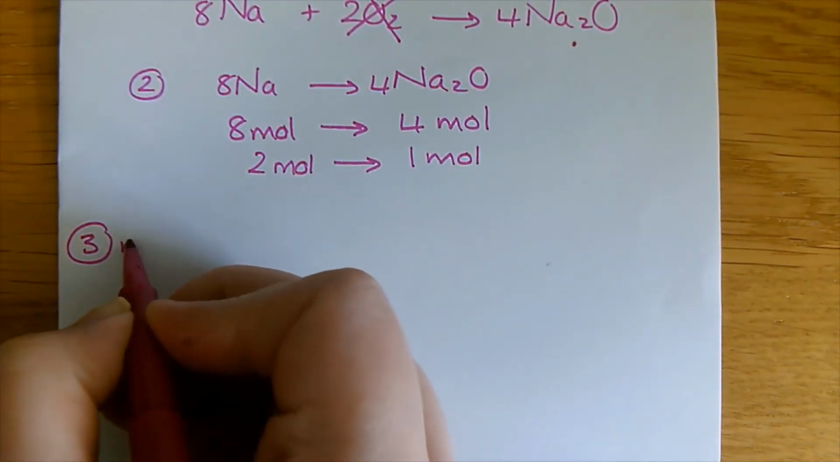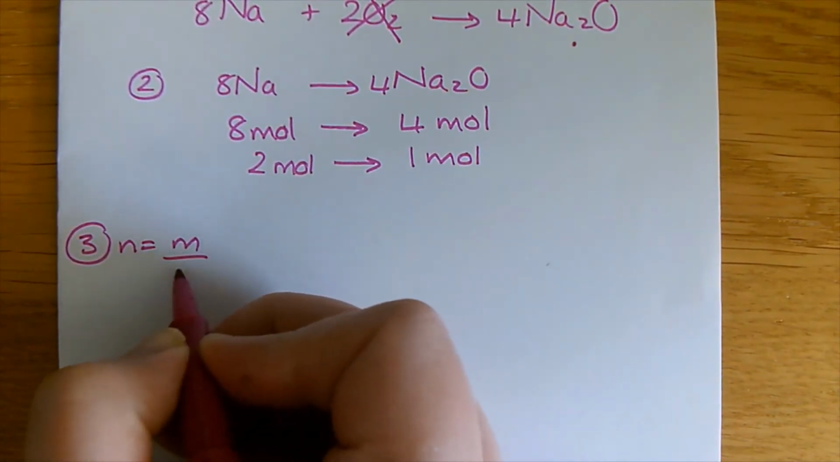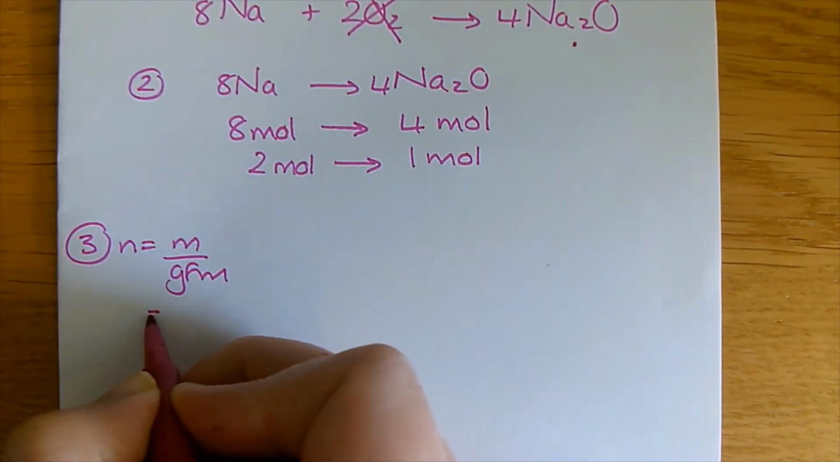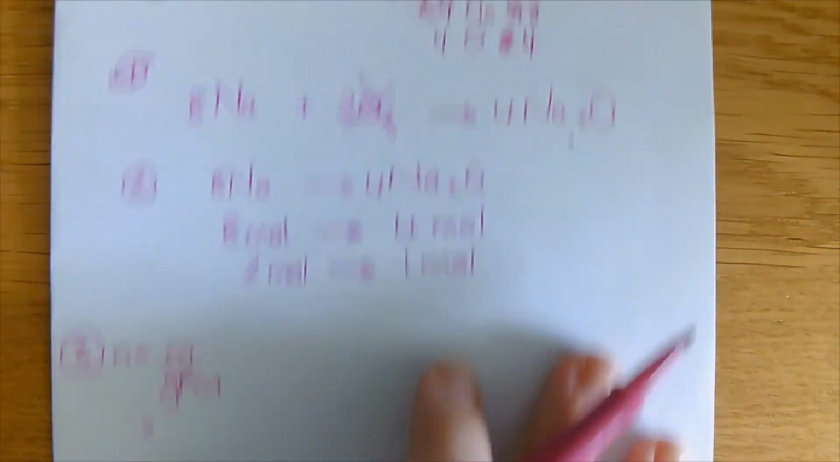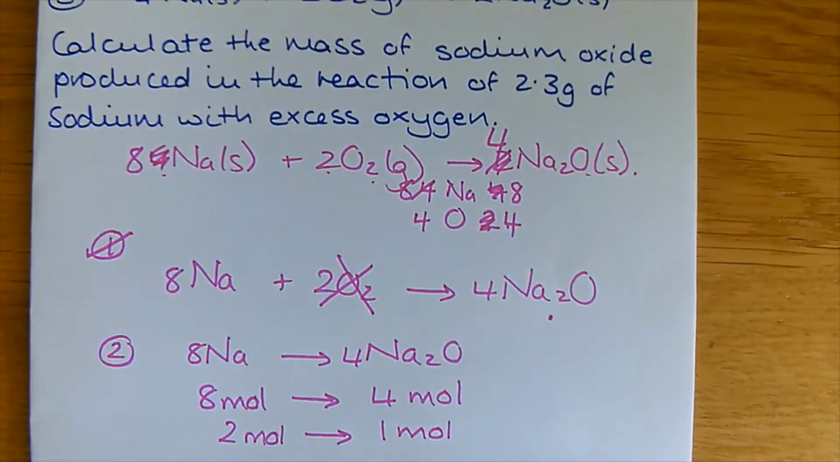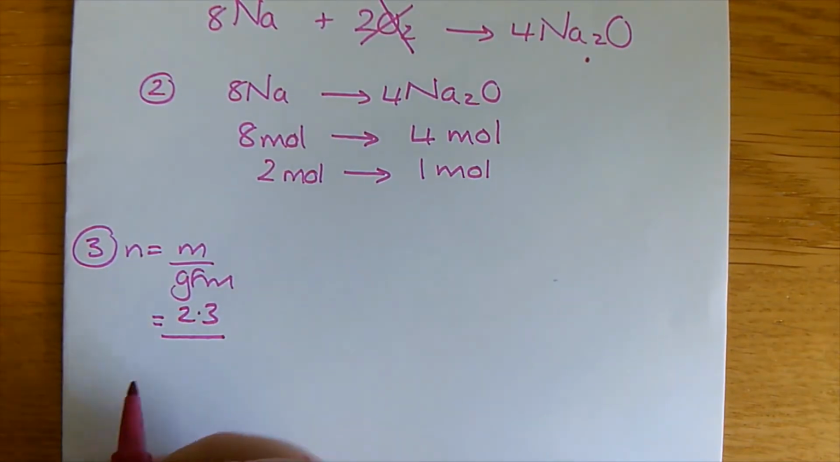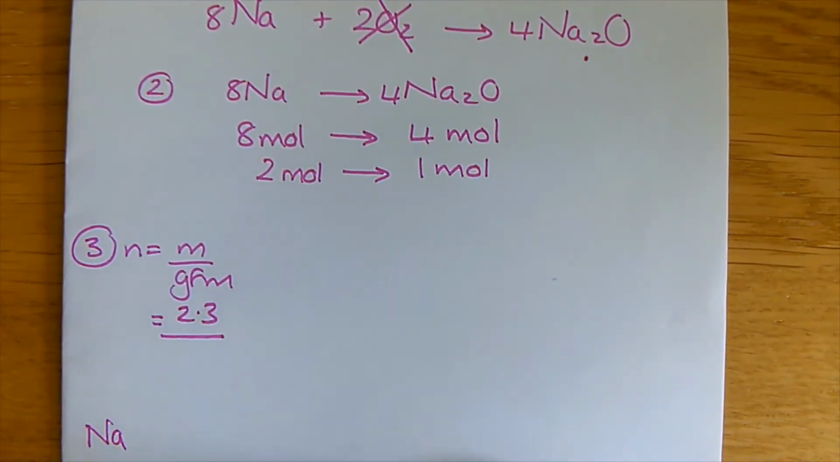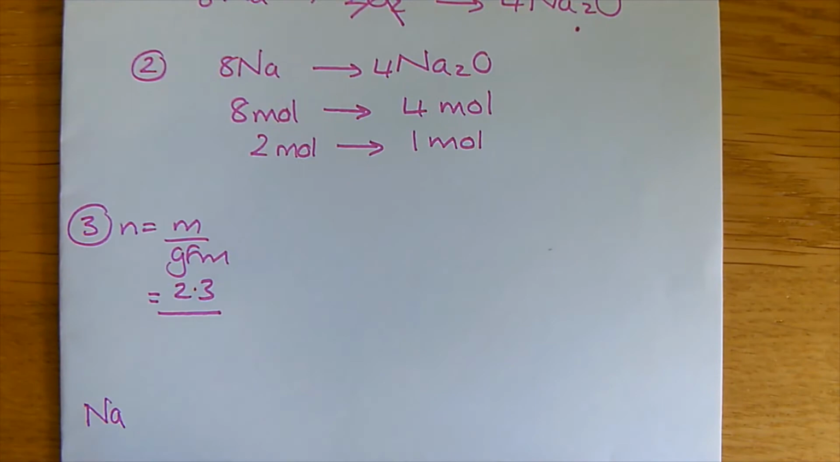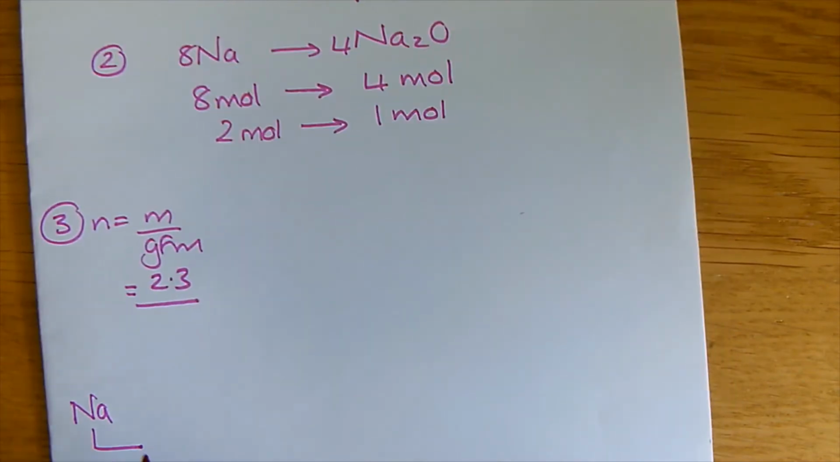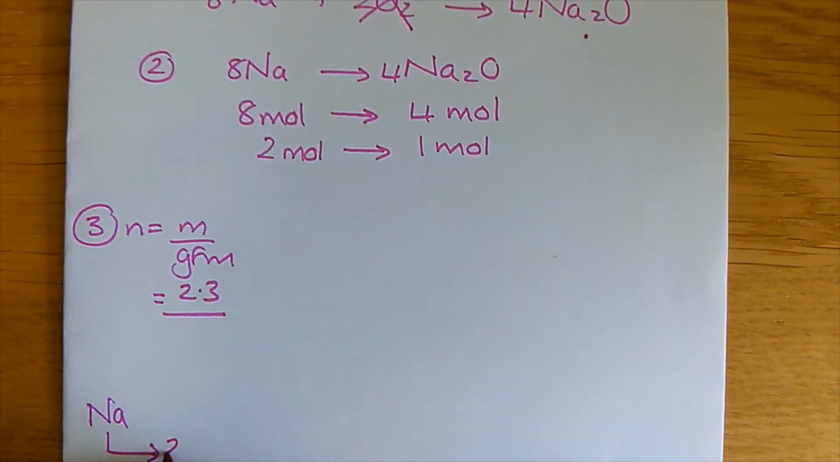Step 3, calculating the number of moles that we actually have. We are given 2.3 grams of sodium in the question, so our mass is 2.3. And remember, when we're asking you to work out the gram formula mass here, we're only interested in the chemical formula, so the sodium, which is 23.